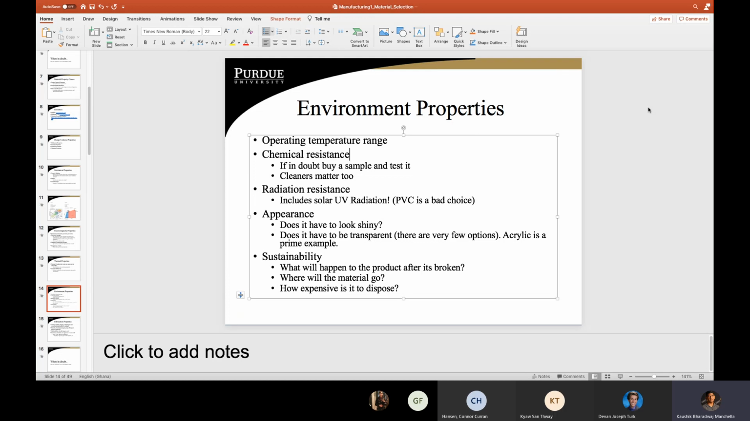So again, that is something you guys can reflect on. The materials that you're selecting in your project, are they sustainable? Are they going to be degradable? Is there a cost to throwing them away once it's broken down? That's a great thing to reflect on.